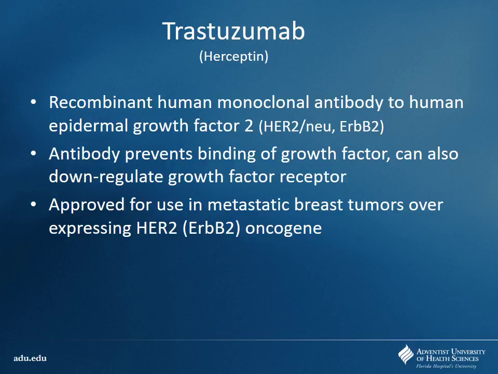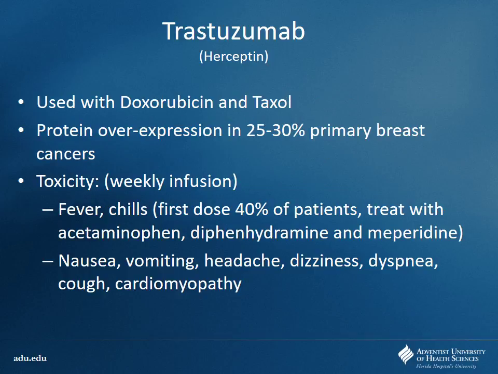You have trastuzumab or Herceptin. This one's going to be affecting human epidermal growth factor receptor 2, HER2. So this can be used sometimes for breast cancer tumors that express this HER2 oncogene, right? If they're expressing that receptor, this can be useful for those types of breast cancers. If they don't have that receptor being expressed, the drug's not going to work for them, right?